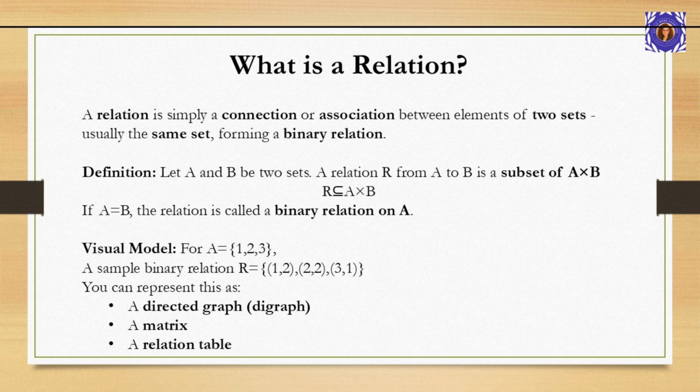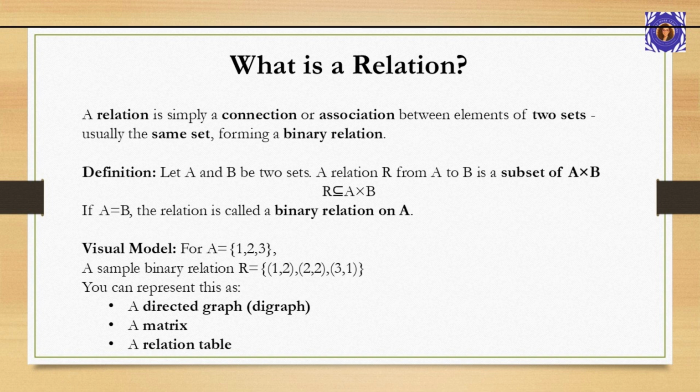Consider the set A equals {1, 2, 3}. A sample binary relation R might be R equals {(1,2), (2,2), (3,1)}. This tells us that 1 is related to 2, 2 is related to itself, and 3 is related to 1.